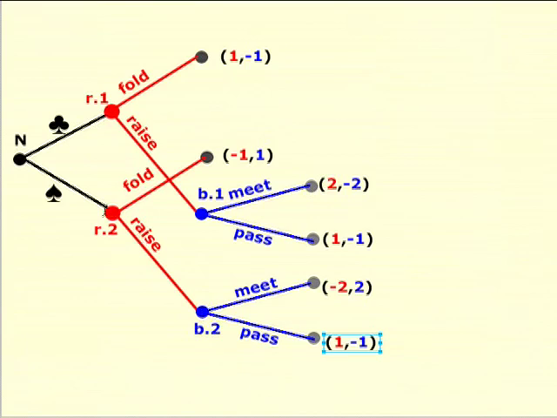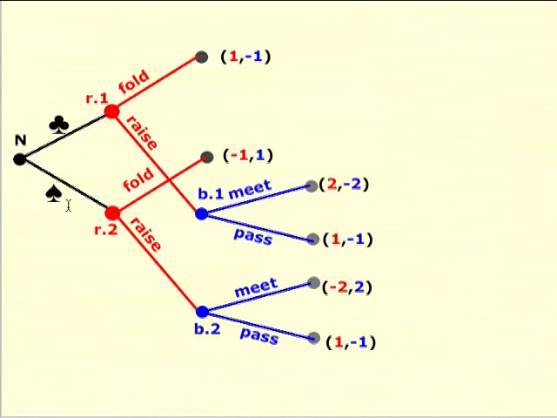Okay, so that isn't quite right. And that's where we bring in the idea of an information set. If the blue player meets, the card is a spade. The red player loses with a spade, so the blue player gains. The red player wins with a club.